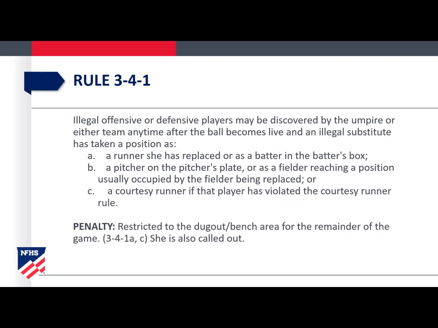We continue with Rule 3-4-1 concerning illegal offensive and defensive players. These can be discovered by the umpire or either team any time after the ball becomes live and an illegal substitute has taken a position as A, a runner, she is replaced, or as a batter in the batter's box, B, a pitcher on the pitcher's plate, or as a fielder reaching a position usually occupied by the fielder being replaced, or C, a courtesy runner if that player has violated the courtesy runner rule. The penalty for these is restriction to the dugout or bench area for the remainder of the game. And in A and C, she's also called out.